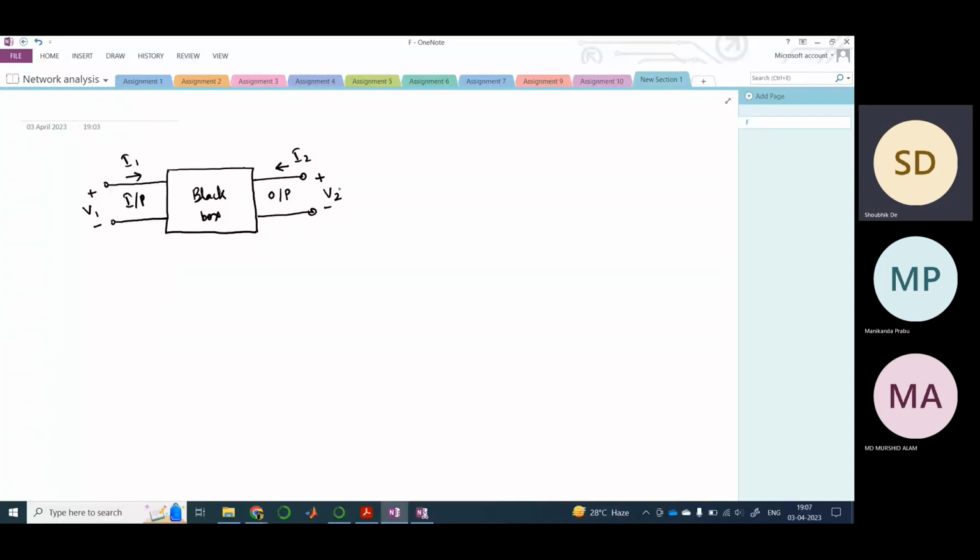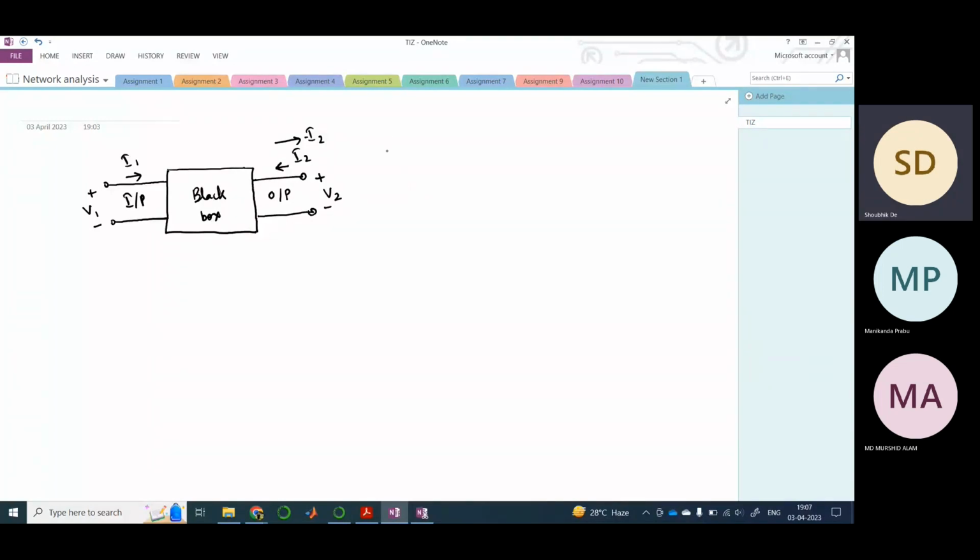So basically a two port network is a network where the current enters through one port and leaves through another port. If the current leaves through the other port, then the direction of the current would be like this, right? But for our convention we draw it in this way. You can draw it in the reverse way also, just here there would be a minus I2, nothing else.